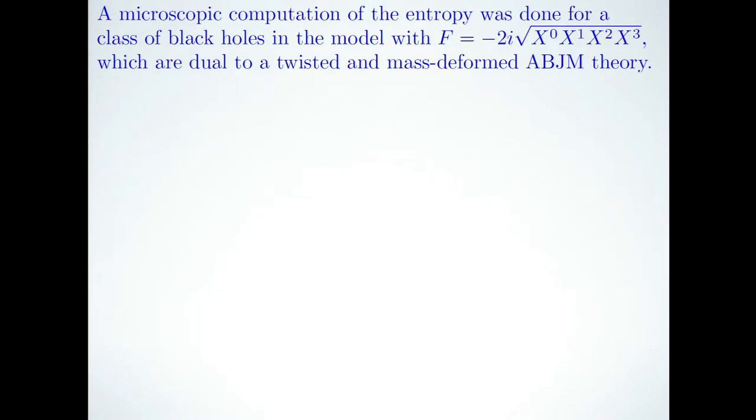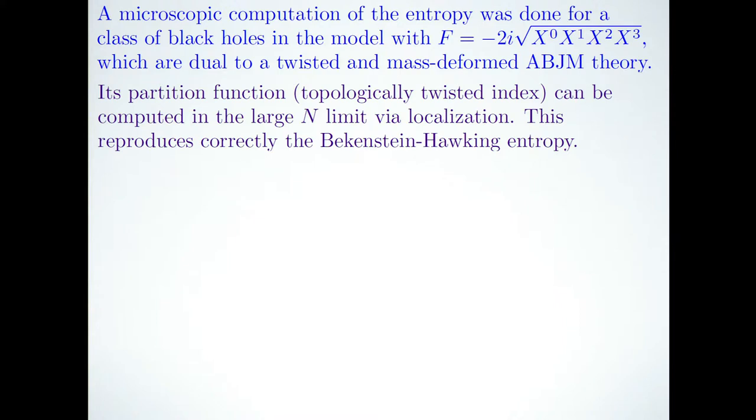Okay, so of all these models, as far as I know, a microscopic computation of the entropy was done only for a class of black holes in this model with this prepotential here, so for the STU model. And this class of black holes is dual to a twisted and mass-deformed ABJM theory, whose partition function, the topologically twisted index, can be computed exactly in the large N limit via localization, and it was shown that this reproduces correctly the Bekenstein-Hawking entropy of these black holes.